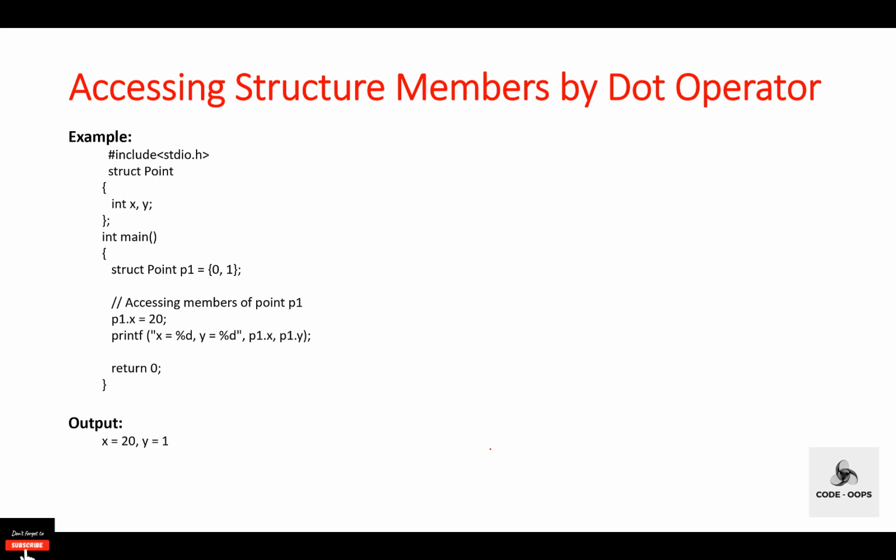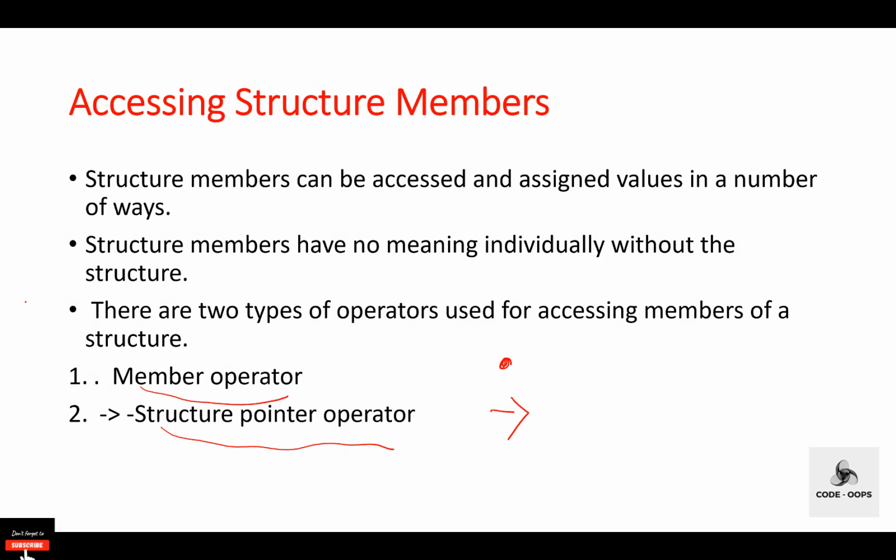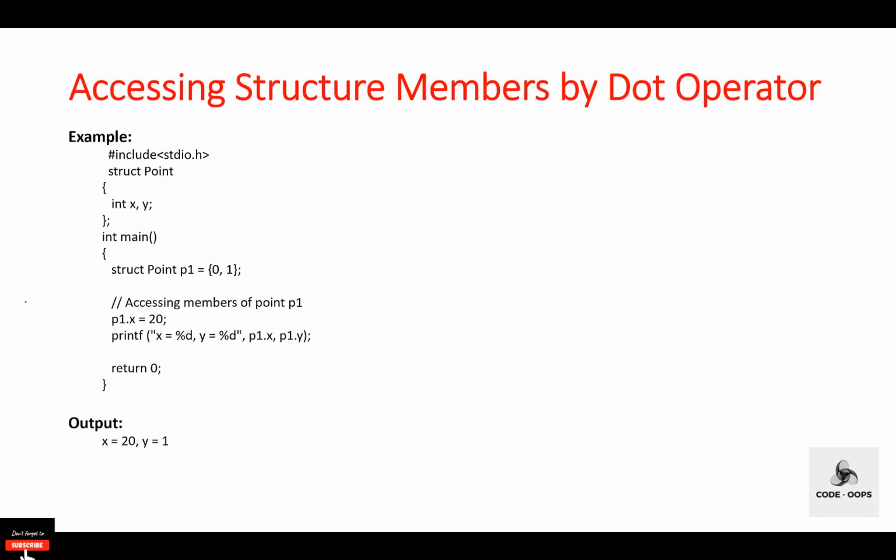First of all, declare a structure, struct point, and the point structure having two data members x and y. Inside the main function, declare a structure variable and then initialize the members of the structure. Now accessing members of structure. We can access the members of structure with the help of member operator. Member operator is also known as dot operator.